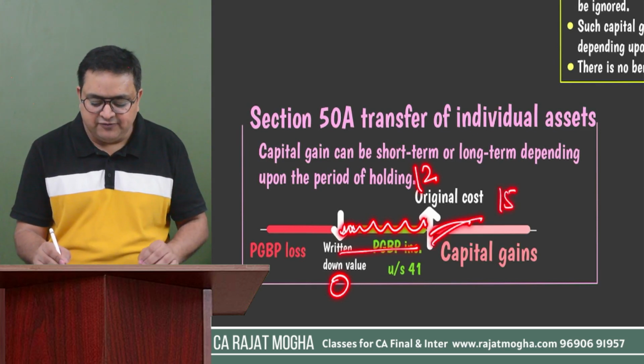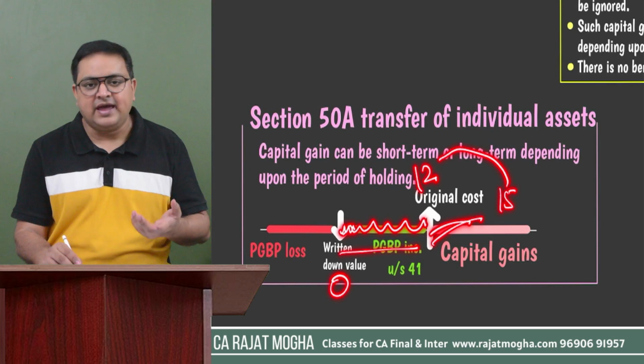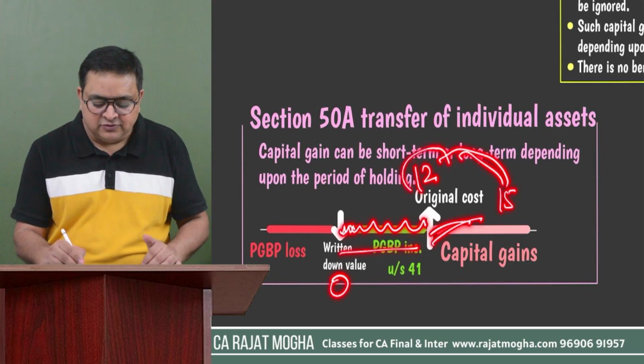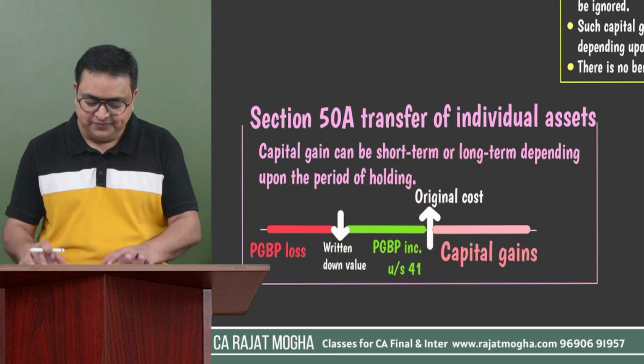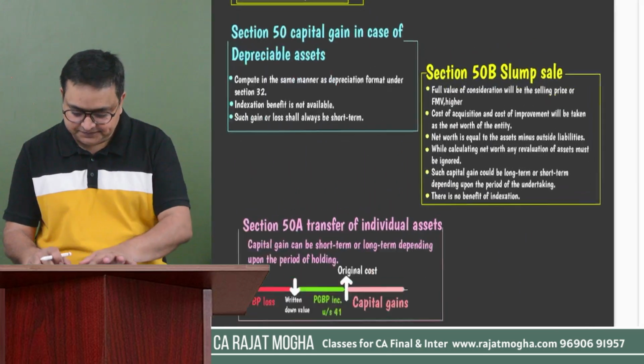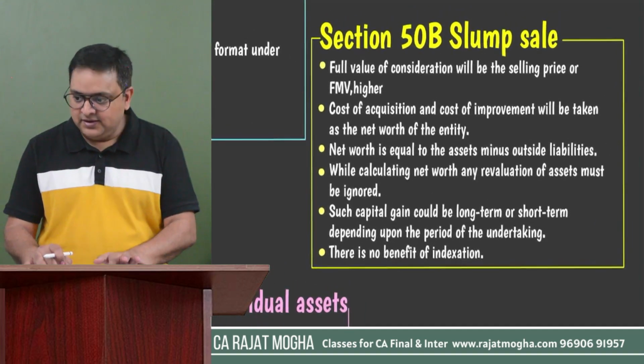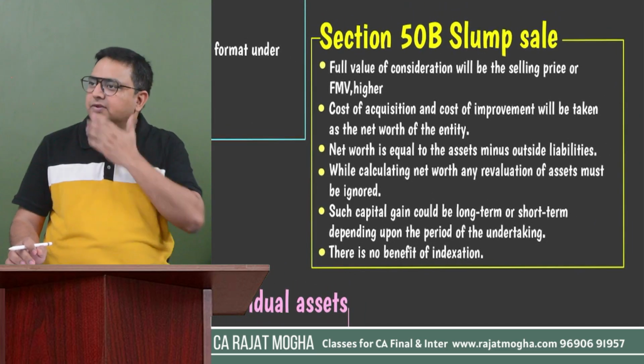Let's say you are selling it for 15. So 15 minus 12 would be the capital gain. And if the holding period is more than 3 years, then you have to do the indexation of this 12. Right. So this is section 50A. I believe that you are able to recall this provision. Getting it? Okay.